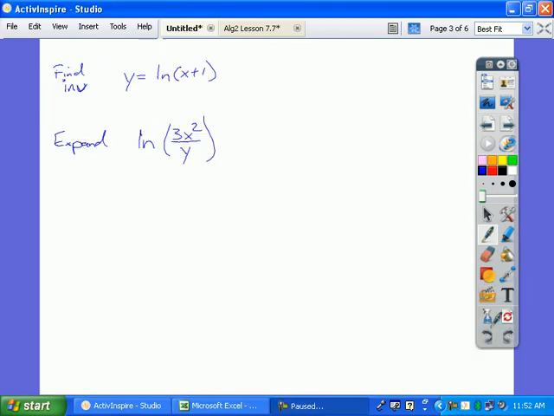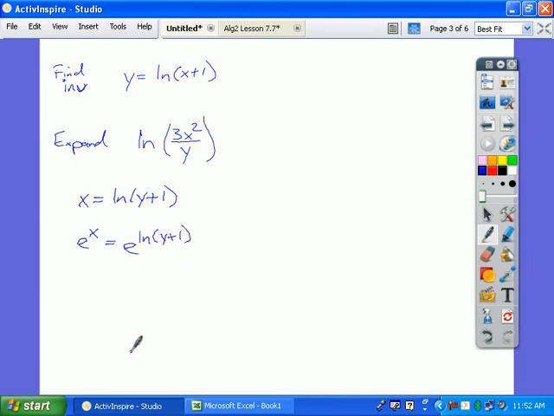All right, on the next problem, we're trying to find the inverse, so we switch x and y. So x equals ln of y plus 1. But now we want to get rid of the ln. Again, you cannot just divide both sides by ln. That's not an option here. The only way to get rid of the ln is to exponentiate it. We're going to put it up in the exponent's place, and so we're going to get e to the x equals e to the ln of y plus 1.